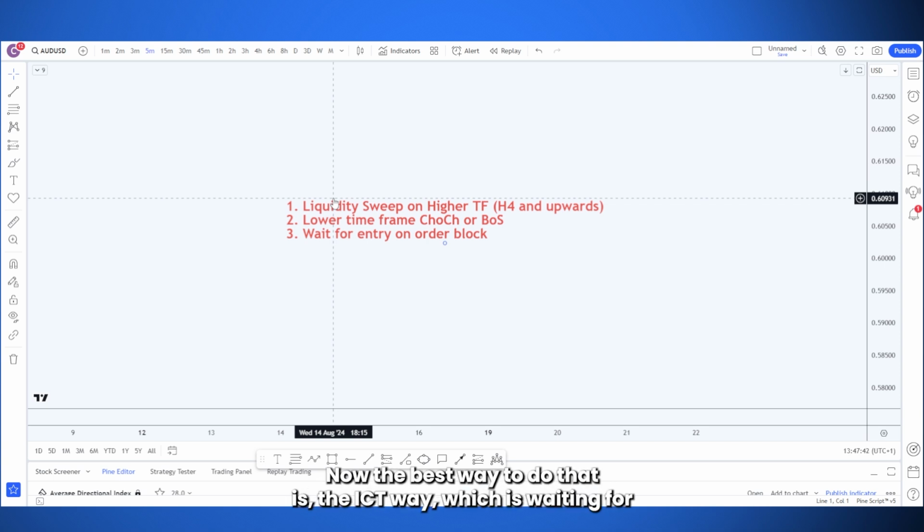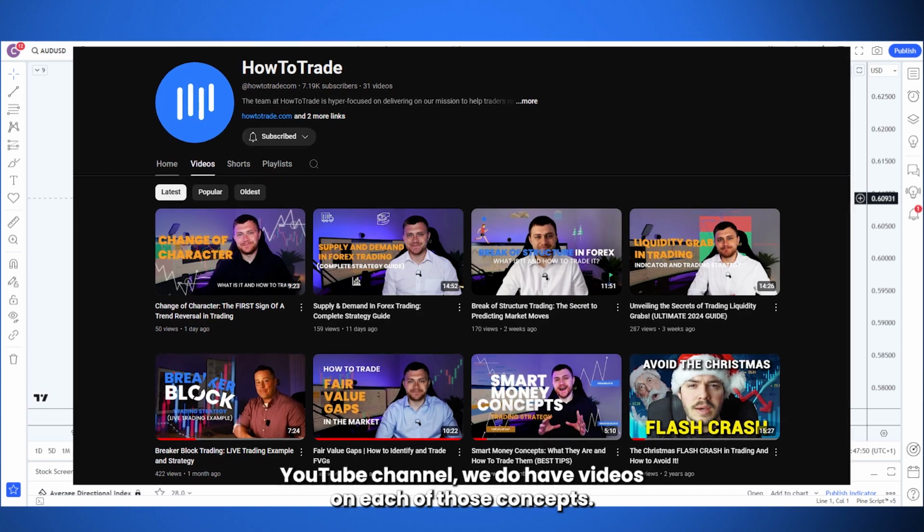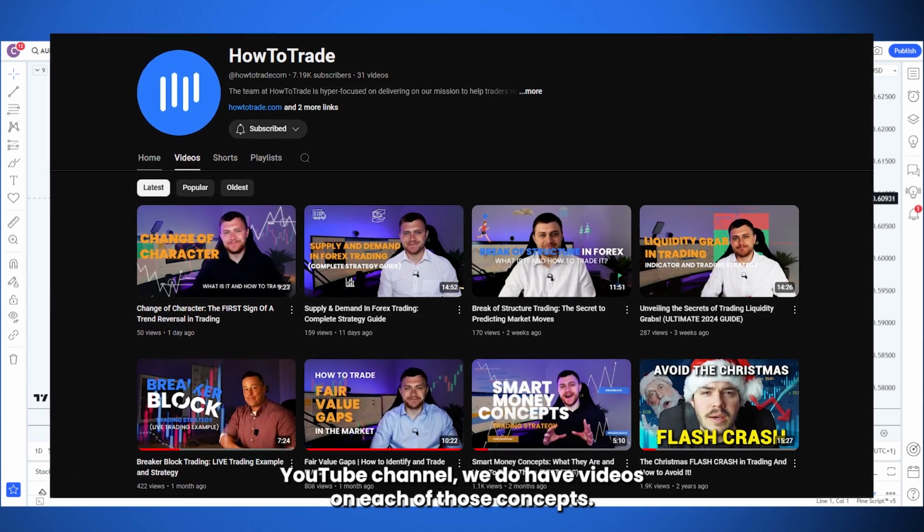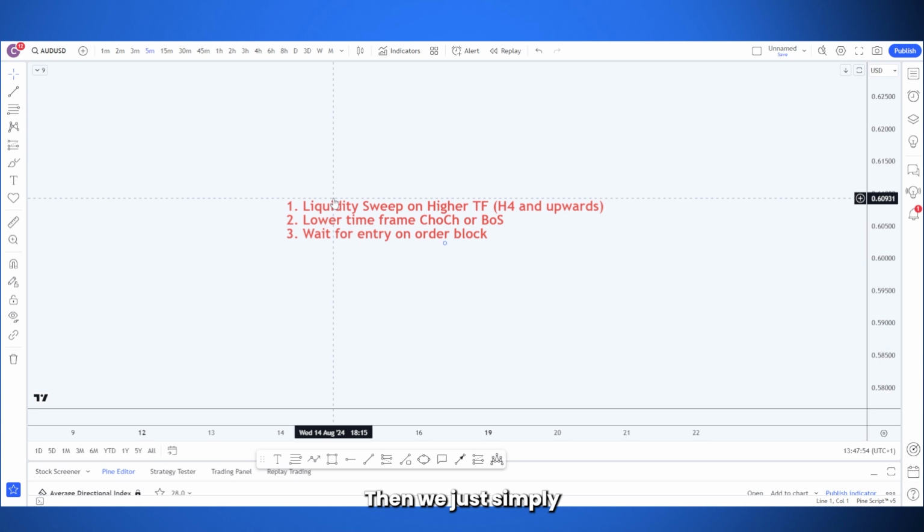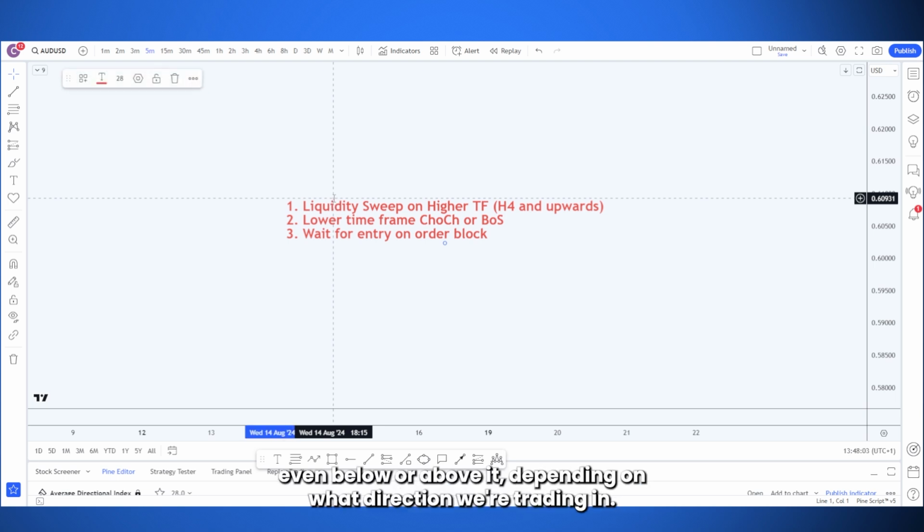Now, the best way to do that is the ICT way, which is waiting for a lower time frame change of character or break of structure. And if you check out the YouTube channel, we do have videos on each of those concepts. Then we just simply need to wait for a valid order block entry, and we set our entry at the beginning of that order block with our stop loss either below or above it, depending on what direction we're trading in.